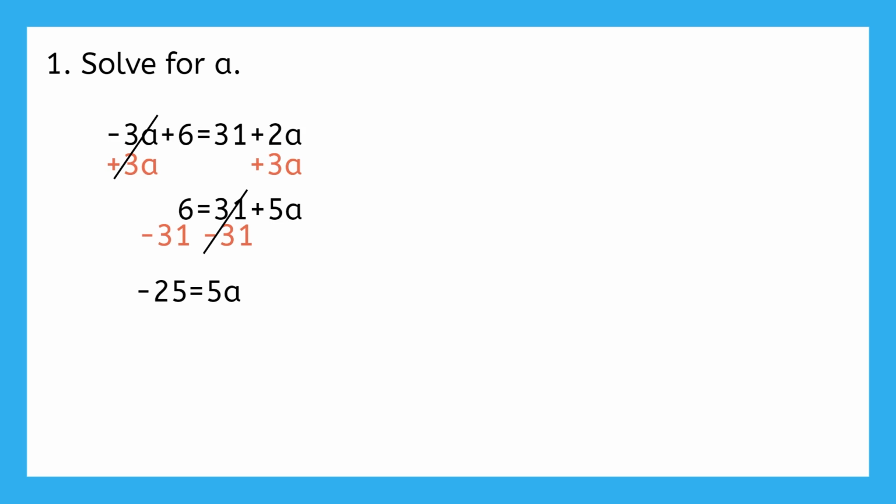To undo multiplying by 5, I'm going to divide by 5 on both sides. 5a divided by 5 makes 1a, or just a, and negative 25 divided by 5 makes negative 5. So our solution is that a must be equal to negative 5.